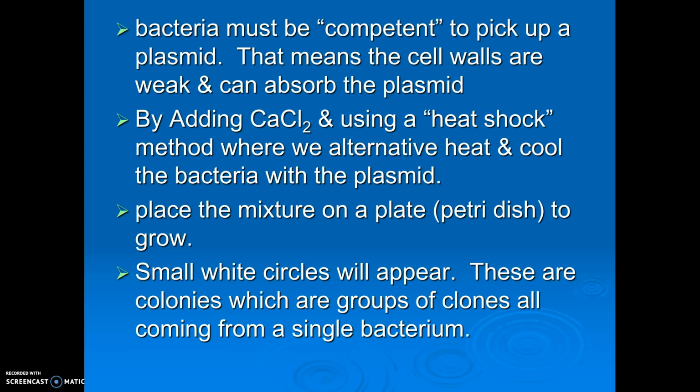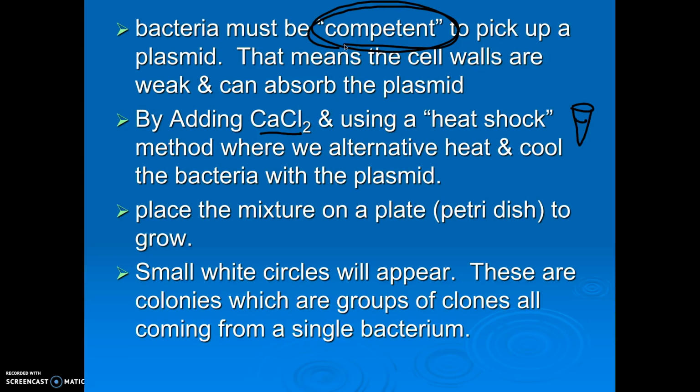We took the bacteria and we did a method called heat shock. We added calcium chloride, our bacteria, our plasmid, and all of that stuff went in a little vial. And then we put it on ice, and then heat, and then ice again. And that basically beats up the bacteria to weaken the cell walls. And it makes the bacteria what's called competent. That's the name of when a bacteria is ready to absorb a plasmid.